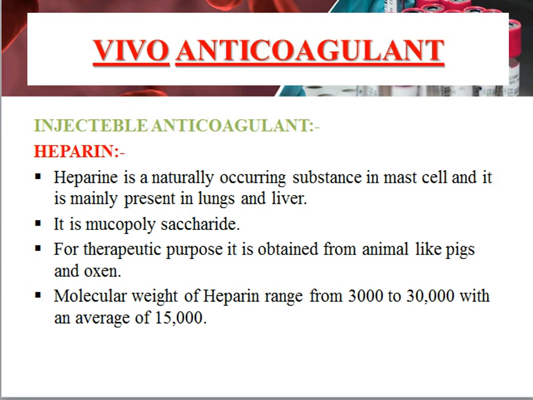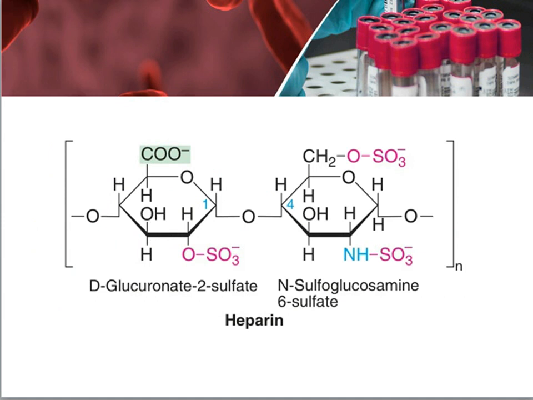In vivo anticoagulant means the injectable anticoagulant. First is heparin, a naturally occurring substance in mast cells, mainly present in the lungs and liver. The therapeutic heparin is obtained from animals like pigs. Molecular weight is 3000 to 30,000. Next is the structure of heparin, which contains D-glucuronate 2-phosphate and N-sulfoglucosamine 6-sulfonate.